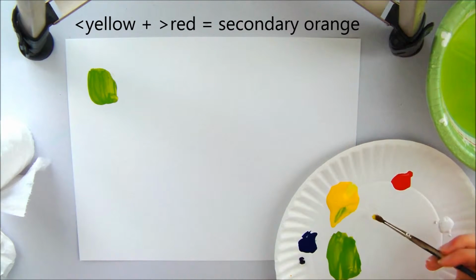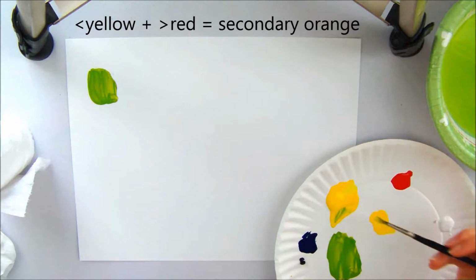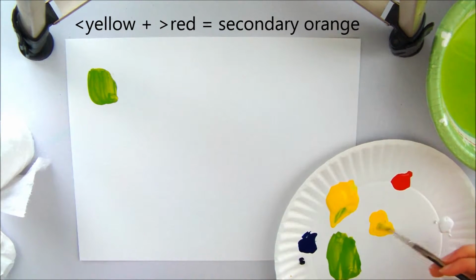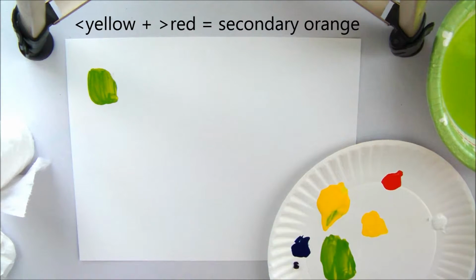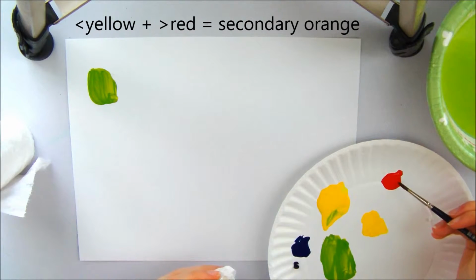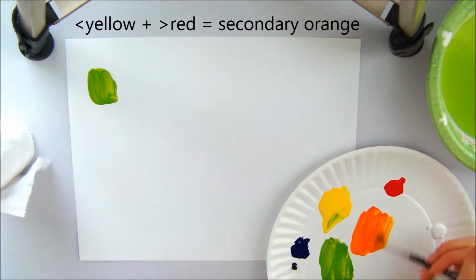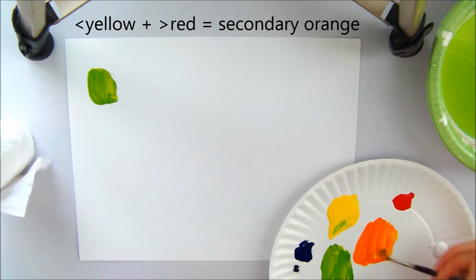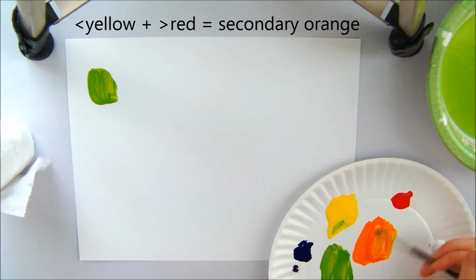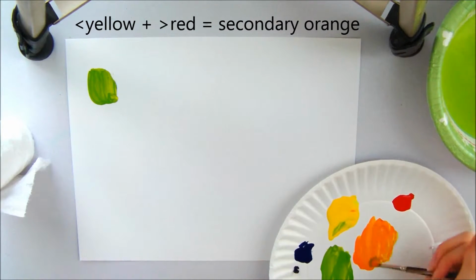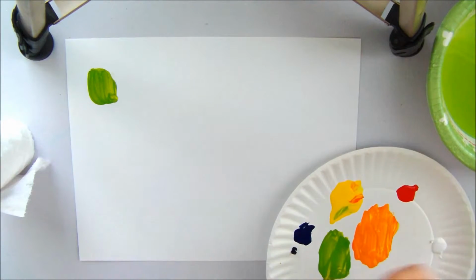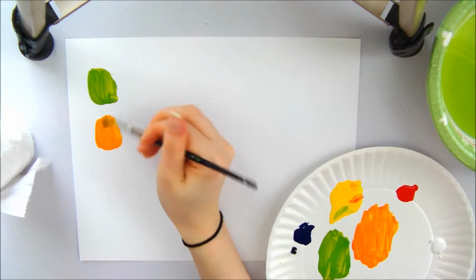Now we're going to make secondary orange. You want to get a bunch of yellow. Put it on your plate like that. Get a little bit of, let me get rid of some of my yellow on my brush. Get a little bit of red. Yeah, I think I need a little bit more yellow. Red is an extremely potent color. Here we go. Now we have secondary orange. Let's put it on here.